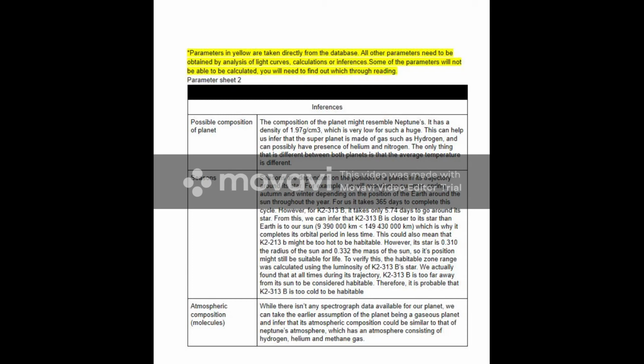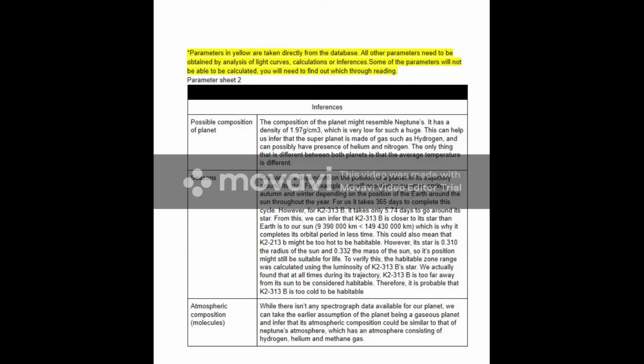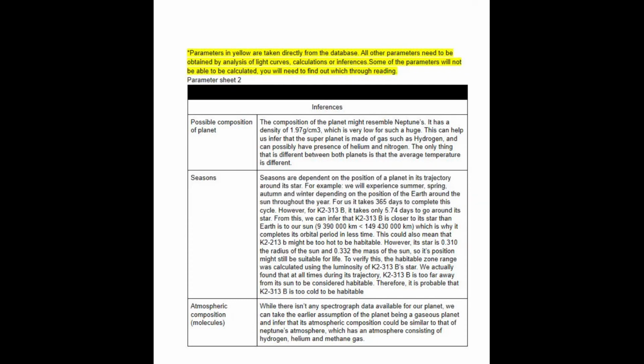Afterwards, we have the seasons. The seasons are dependent on the position of the planet and its trajectory around its star. For example, we will experience summer, spring, autumn, and winter, depending on the position of the Earth around the sun through the year. For us, it takes 365 days to complete this cycle. However, for K2 313b, it takes only 5.7 days to go around its star.